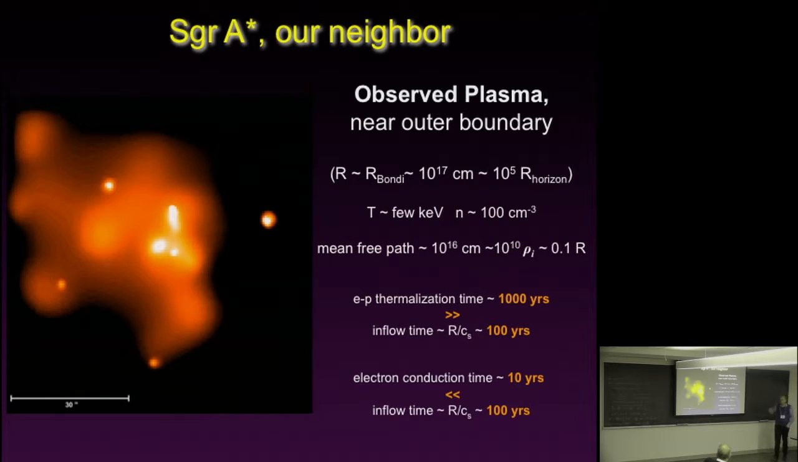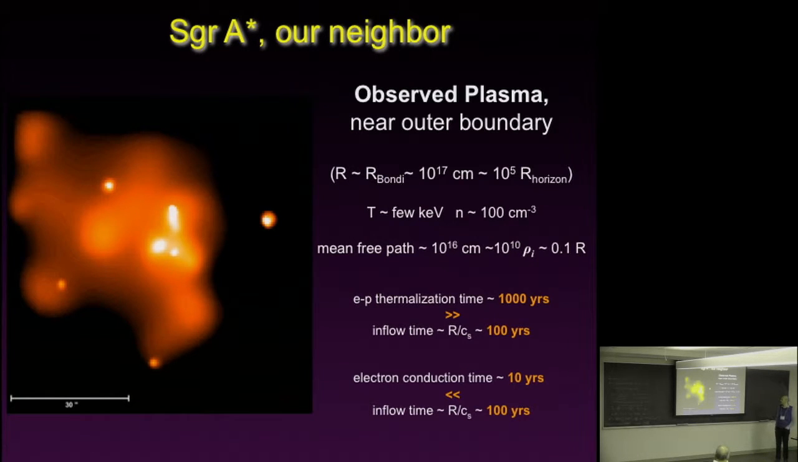At the outer scales, the plasma, the gas that is residing at the outer distances, is collisional. And by collisional, I mean that the mean free path for interaction of particles is comparable or smaller than the size of the system. The scales that I'm looking at the outer boundary are about 10 to the 5 times the horizon scale, and with the parameters of the flow that the Chandra telescope is measuring, a few keV in temperature and 100 per cubic centimeter for the density, one can infer the mean free path, the distance a particle will travel before colliding with another particle. This is 10 to the 16 centimeters, and that's 0.1 of the distance. So the gas is marginally collisional at these distances.